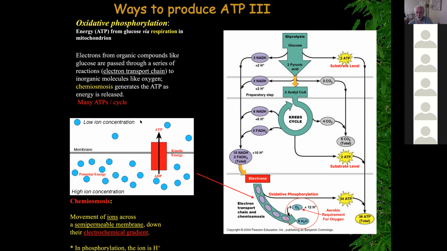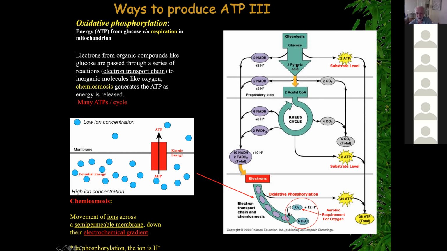So let's go through this diagram of oxidative phosphorylation. Again, it starts with glucose, which undergoes glycolysis to yield 2 molecules of pyruvic acid. And when it does that, as we saw just in the previous slide, there's a substrate level production of net 2 ATPs, along with 2 NADH and 2 protons.